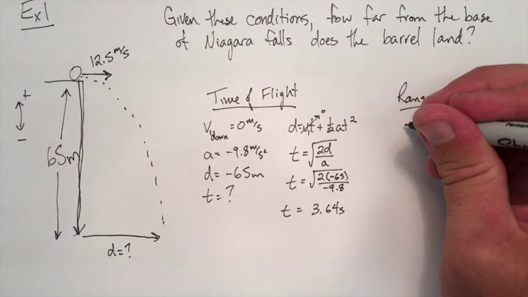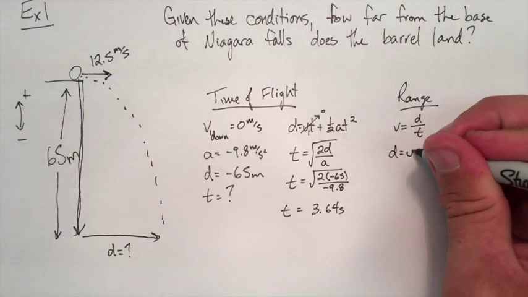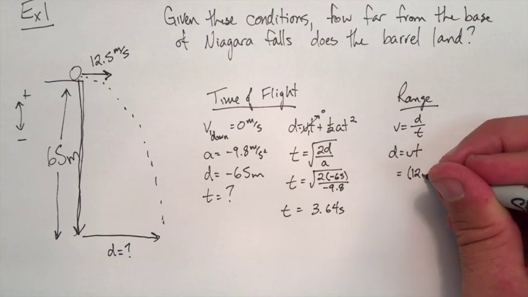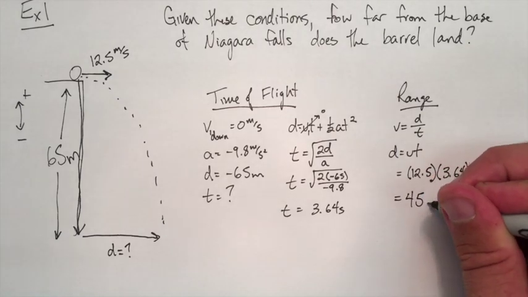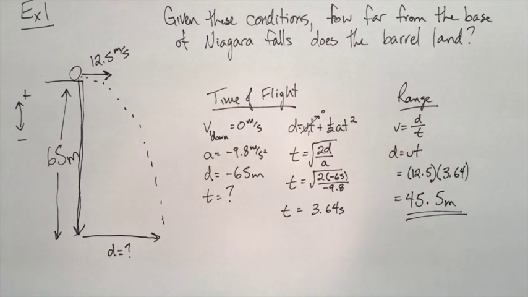So knowing that's our time, we can find the range. We're traveling at 12.5 meters per second in the x for 3.64 seconds, which gives us a range of 45.5 meters.